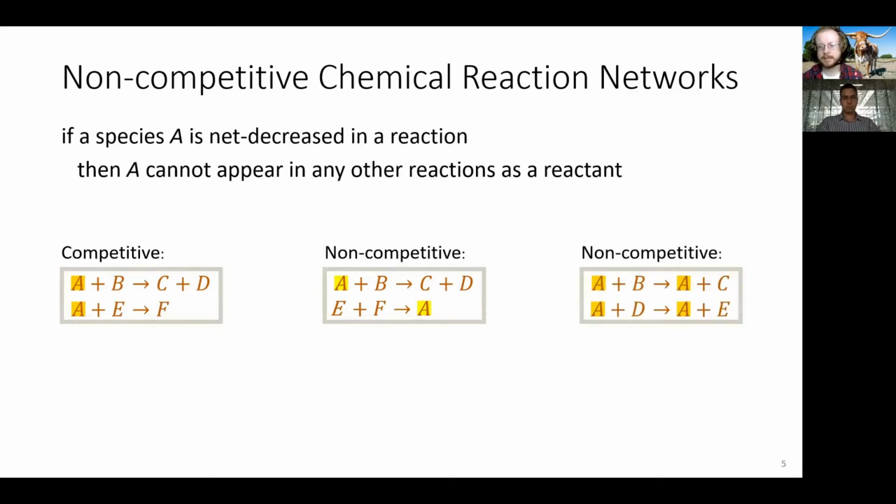This last example is nice because non-competitive networks can have catalysts in many reactions. That's the point here. It's okay if A appears in multiple reactions as a reactant, as long as it's used catalytically in all of those reactions, and the network will still be non-competitive.